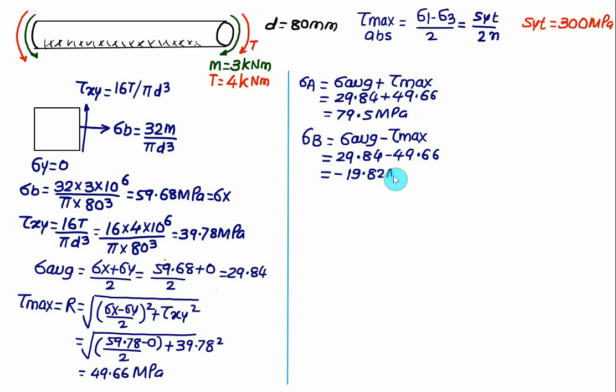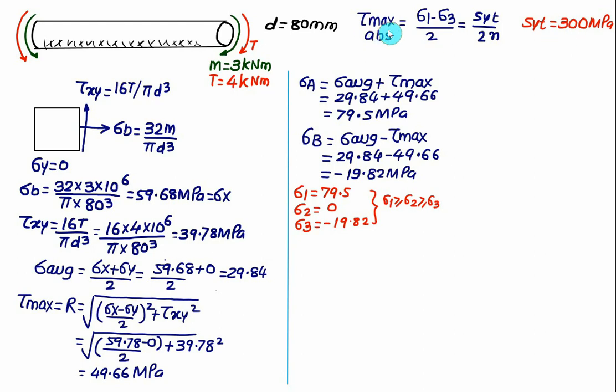So the second principal stress sigma B is equal to minus 19.82 megapascal. Once you know the stresses sigma A and sigma B, you have to arrange them in the order sigma 1 greater than sigma 2 greater than sigma 3. The highest value is 79.5, so sigma 1 is equal to 79.5. 19.82 is a negative value, so sigma 2 is equal to 0 and sigma 3 is equal to minus 19.82. You always have to arrange them as sigma 1 greater than or equal to sigma 2 greater than or equal to sigma 3. And we have been given S_yt equal to 300.